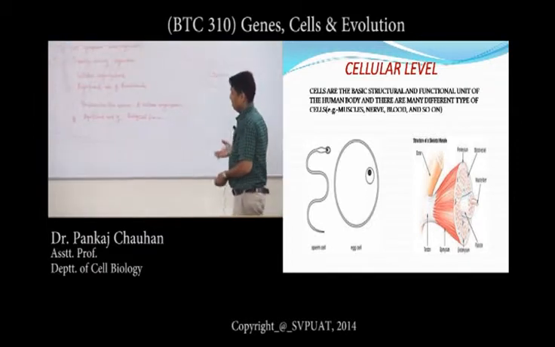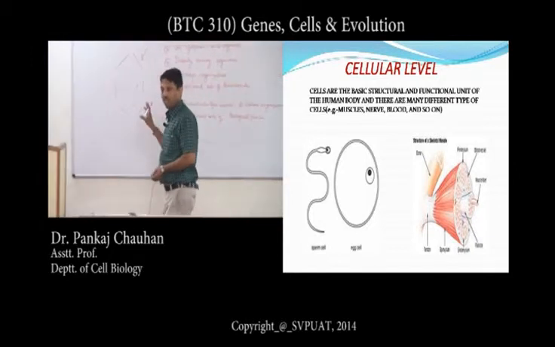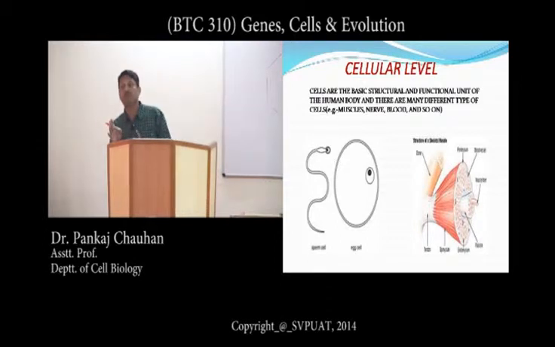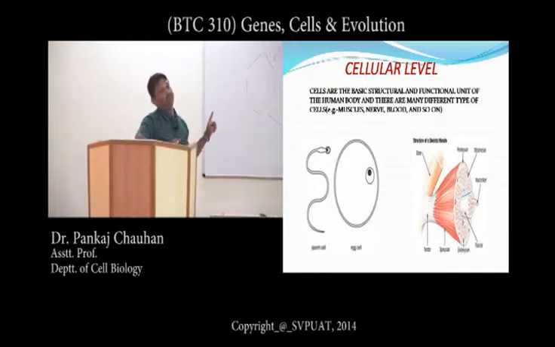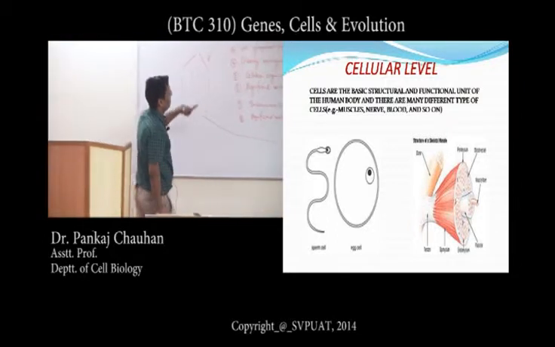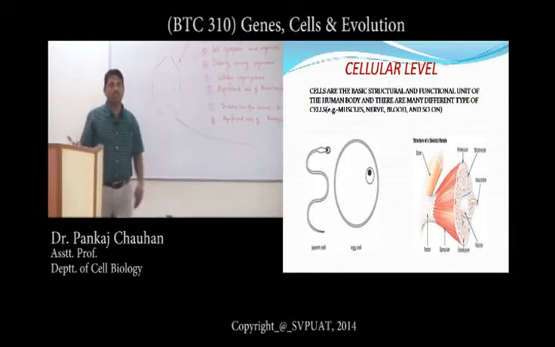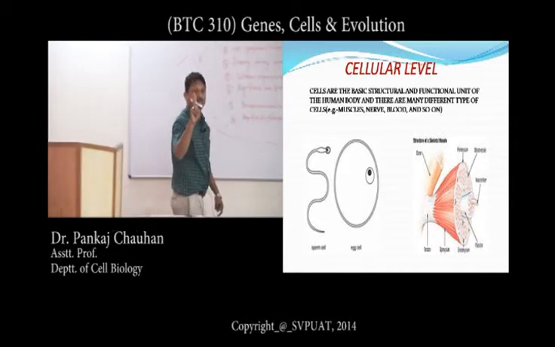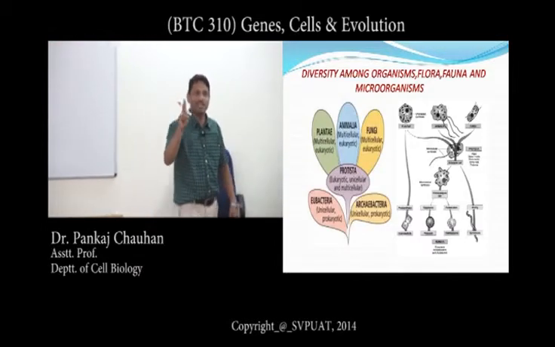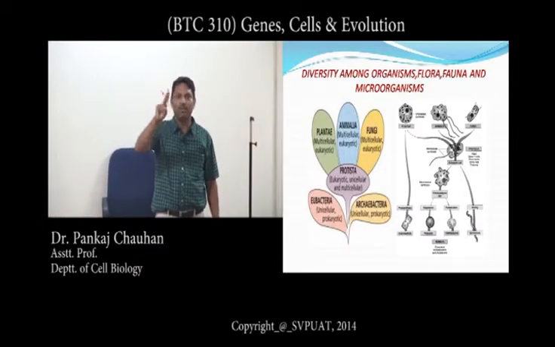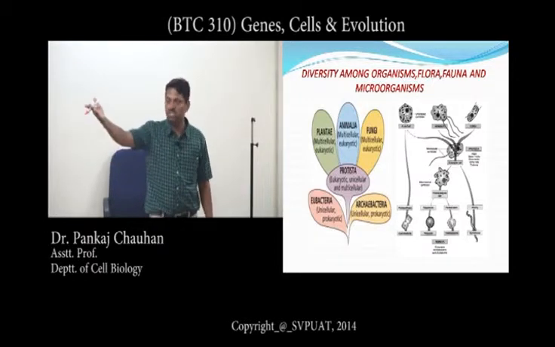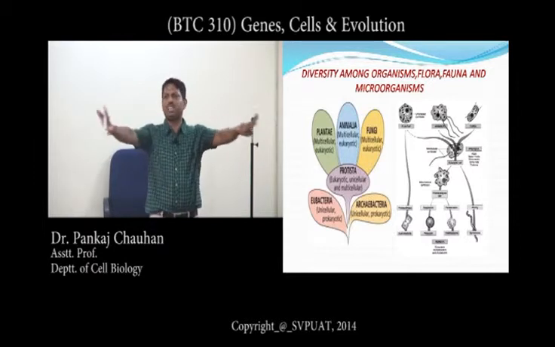Before these levels of organization, the fundamental thing you must know is the difference between prokaryotic cells and eukaryotic cells. Because if you see the diversity among organisms, there are two types of diversity among organisms. Note it very carefully. Diversity among organisms, that is one thing. Diversity may include, for example, the rhizosphere. If you see nature, there is huge diversity.